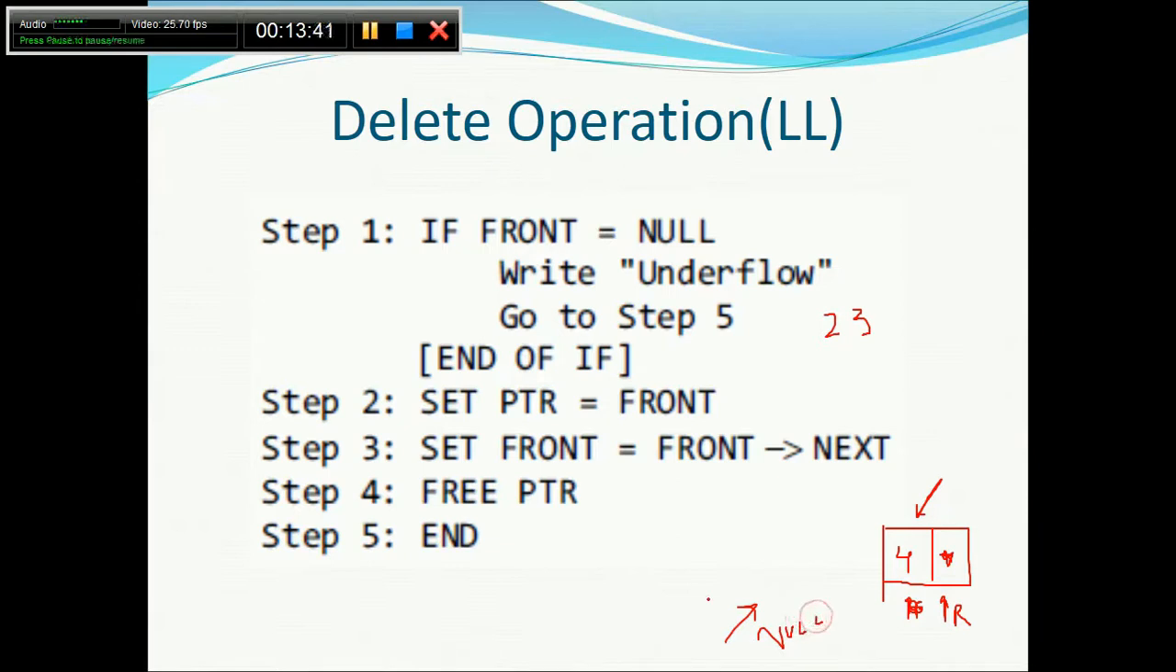The front will point to null, and front is equal to front next; the old node will be deleted, or free PTR. Okay, done. Then next time, when it tries, front is equal to null, it will write underflow and exit.